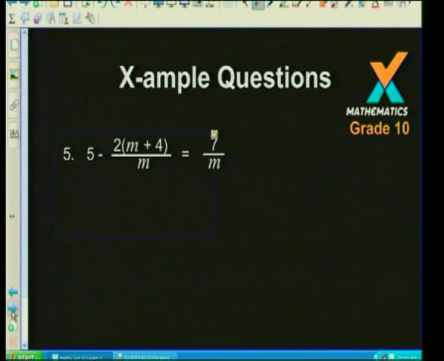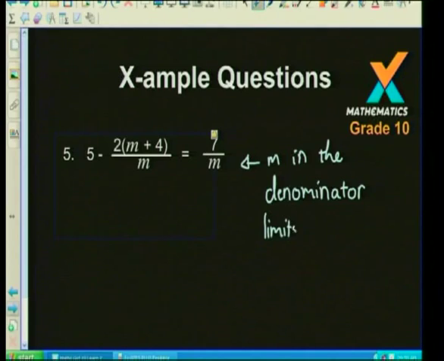Okay, here we have a question that has m in the denominator. Now what this means is we have to write down what the limits are. So our limits are going to be m cannot equal 0. Why can't it equal 0? Well, if it were equal to 0, then what we'd have would be unreal numbers. And that wouldn't suit us. We only work with real numbers in mathematics.